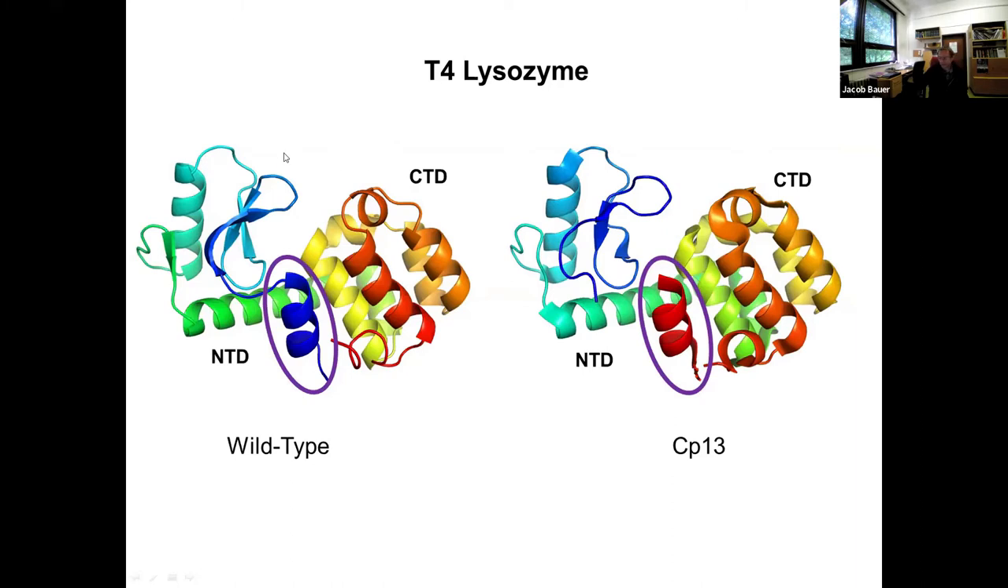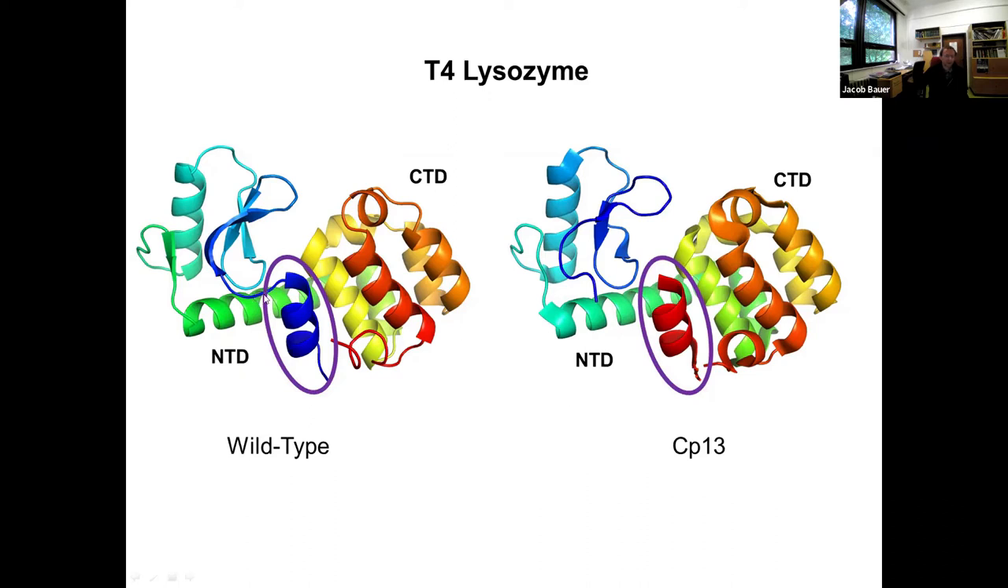So let's look a bit more closely at T4 lysozyme. So here's the wild type form. Here are the two domains, the C-terminal domain and the N-terminal domain. One of the things that's interesting is that the very N-terminal end of the protein forms an alpha helix, which is structurally part of the C-terminal domain. So in the unfolding experiments, they found that the N-terminal domain is weaker than the C-terminal domain, but they come apart more or less at the same time, although the N-terminal domain does come apart a bit sooner, and that folding and unfolding are cooperative.